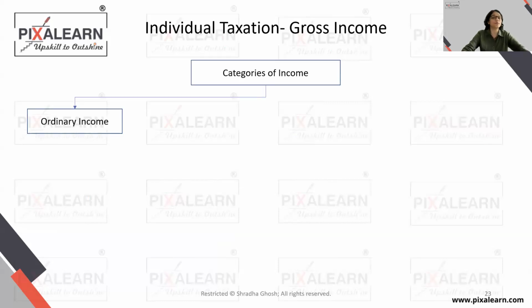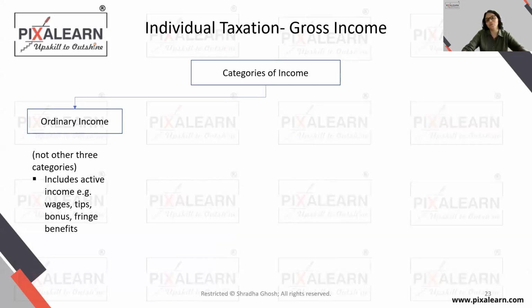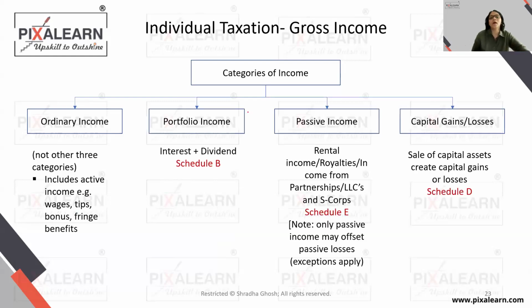We have different categories of income. One is anything which is not belonging to the other categories. The other was portfolio income, which is typically interest and dividend. Then we had a lot of passive income, which was Schedule E, where the most important ones were rentals and the money that you get as a share of a partner in an LLC, partnership, or an S corp. Then, of course, you have capital gains, which we're going to do separately. And everything else becomes part of your ordinary income.